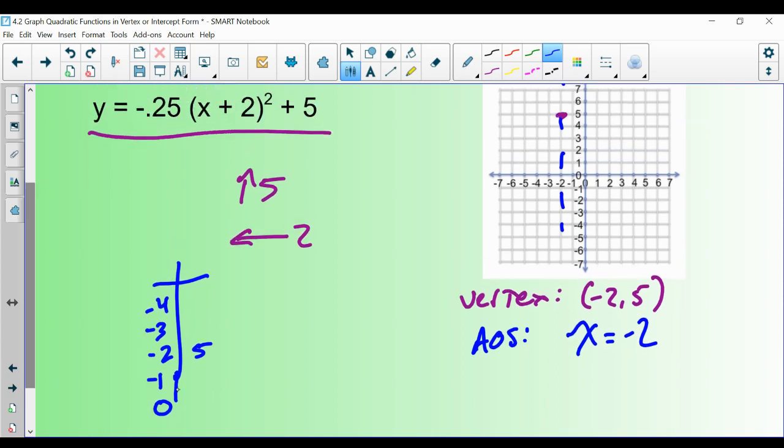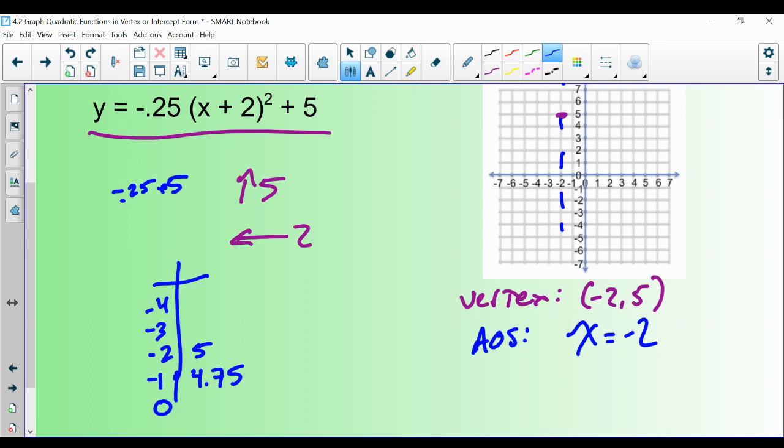So plugging in negative 1. Negative 1 plus 2 is just 1. And 1 squared is 1. And 1 times negative 0.25 is just negative 0.25 plus 5. That's going to be 4.75.